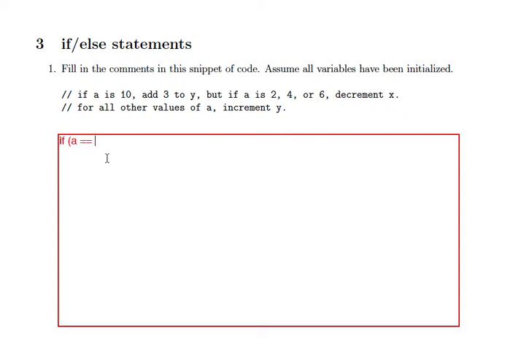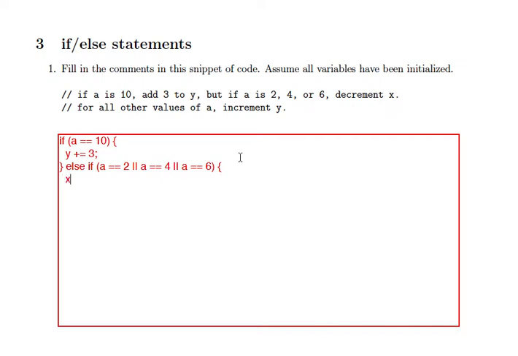If A is equal to 10, the next, I could do the increment here. Y plus equals 3. But if A is 2, 4, or 6, so 2 or 4 or 6, else if A equal to 2, or you have to say it again, A equals 4 or A is equal to 6. This is my next case. I have to say A in front of the equal sign every time. Sorry for those of you who don't like typing.